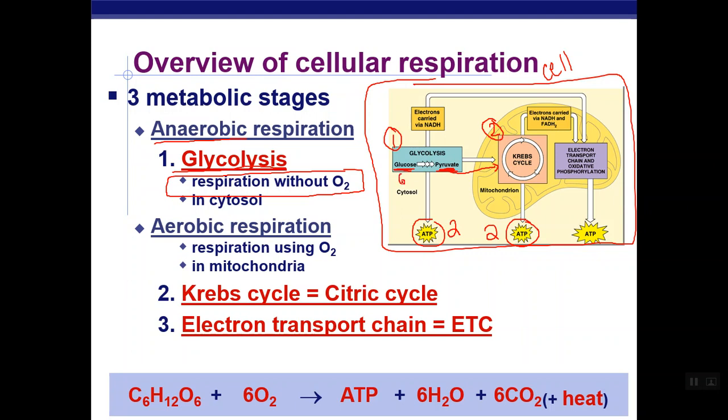Glucose is a 6-carbon sugar, and pyruvate is a 3-carbon sugar, so you actually make 2 pyruvates, because you're going to conserve matter. You're not going to just have carbons disappear. And again, it's the pyruvates that actually move into the mitochondria.